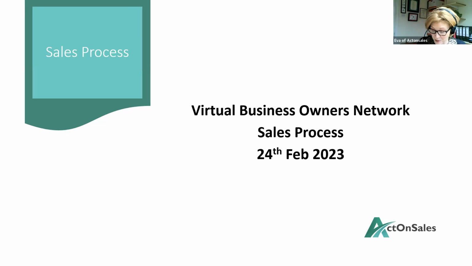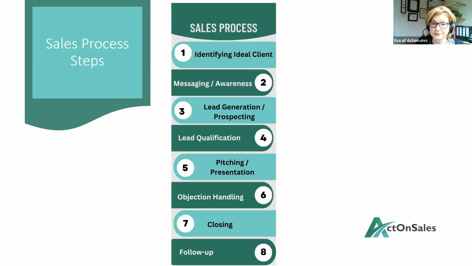The sales process has been defined in many ways, but most people will agree on the following steps. You're identifying the ideal client type, messaging and building awareness, lead generation and prospecting, lead qualification, pitching and presentation, objection handling, closing, and follow-up. For the next 8 minutes, I'm going to be talking about ideal client identification, messaging, lead qualification, and objection handling.